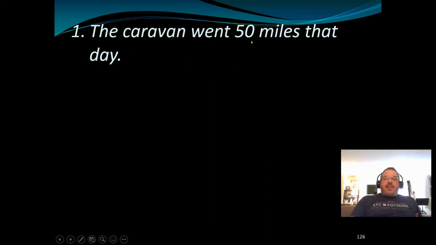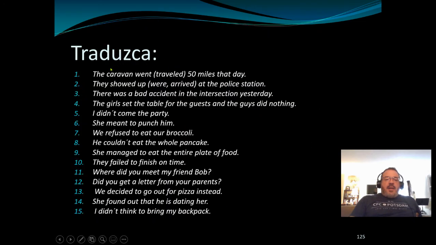The caravan went 50 miles that day. Well, what verb do you think we're going to use for went? It's the verb to go. So we're going to say the verb to go in the past. Now, as you can see, we have a whole bunch of different verbs in this list of 15 statements that go back as far as some of the irregulars and those kinds of things.